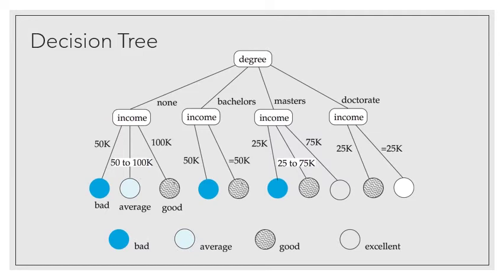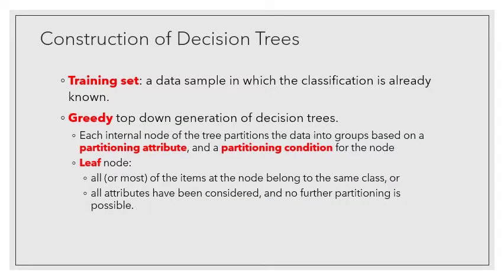For example, if the degree level of a person is master's and the person's income is 40K, starting from the root, we follow the edge label master's, and from there the edge label 20K to 75K to reach a leaf. The class at the leaf is good, so we predict that the credit risk of that person is good. Now let's see how to build a decision tree.